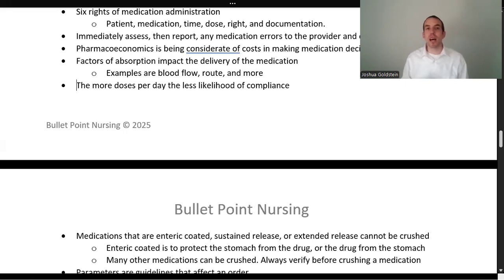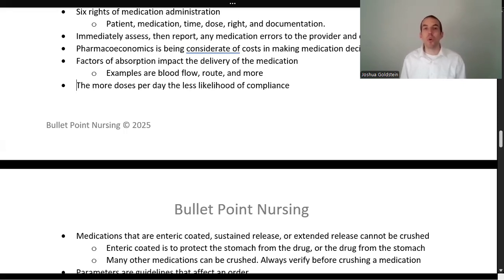Every time I give a drug, I'm checking to make sure I got the right patient. I'm checking I have the right medication. I'm checking it's the right time to give it. I'm checking that I'm giving the right dose. I'm checking that I'm giving the right route. I spelled route there wrong, so I'll have to fix that, but I'm checking to make sure I give the right route, and checking to make sure that I document appropriately. Those are the 6 rights.